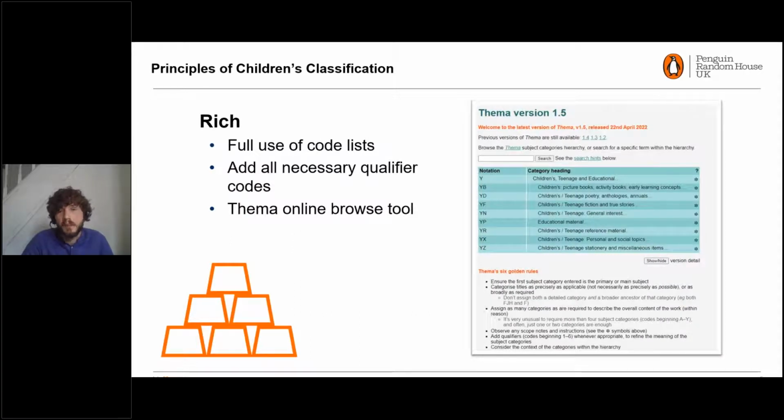As well as classifying with accuracy, it's our aim to provide rich metadata and to ensure that children's titles are classified with as much applicable, useful information as possible, making full use of the code lists. In practical terms, for Thema, this means paying close attention to usage notes to ensure that all useful qualifier codes are also included. For example, work for learning modern languages should include, alongside the subject categories, the interest qualifier, the language qualifier, educational purpose qualifier, as Chris has shown already.